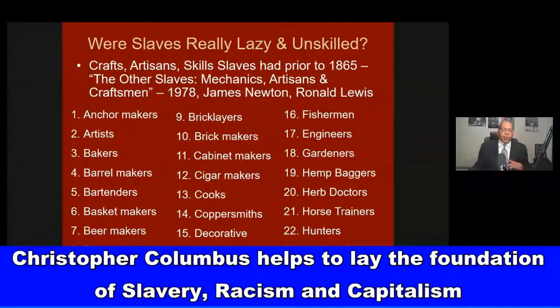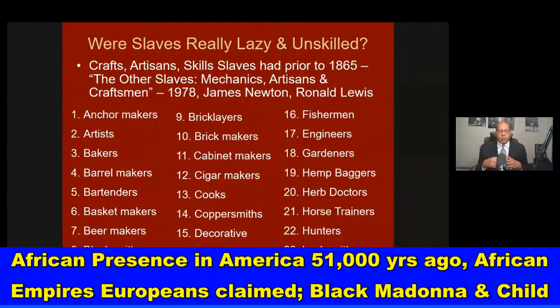Now, we know there are at least 262 skills, trades, and crafts that African people had in this country from 1619 to 1865. We were the anchor makers, artists, bakers, barrel makers, bartenders, basket makers. We dealt with decorative furnishing. We were jockeys, herb doctors, horse trainers, gardeners, brick makers, fishermen, engineers. The book The Other Slaves: Mechanics, Artisans, and Craftsmen, 1978, by James Newton and Ronald Lewis, goes through and breaks this down.